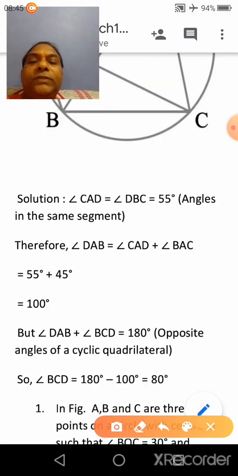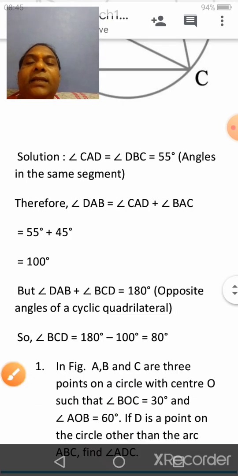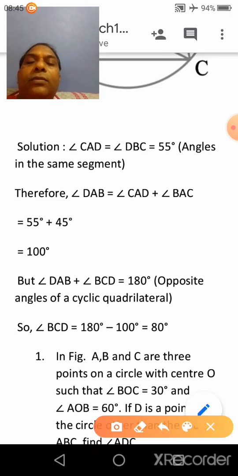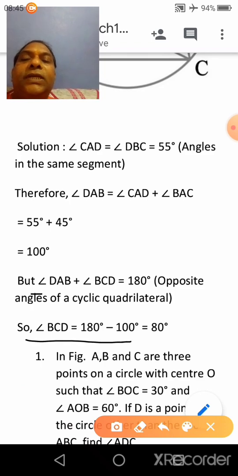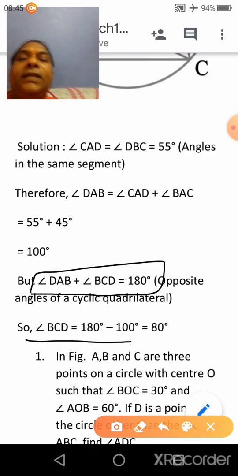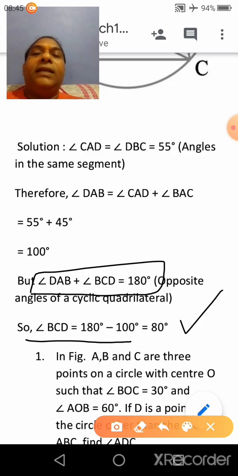Clear? And the sum of opposite angles of a cyclic quadrilateral is 180 degrees. So DAB plus BCD is equal to 180 degrees. So angle BCD is equal to 180 degrees minus 100, which is equal to 80 degrees. Clear?